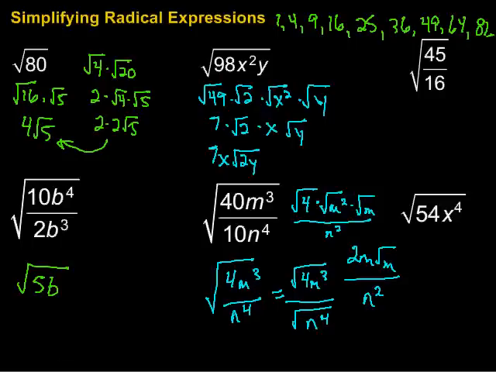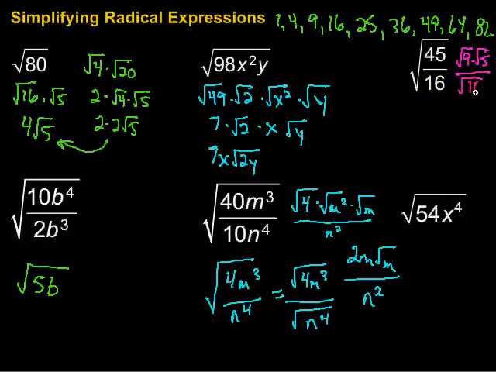Okay, let's hop up over here. 45 over 16. Well, start by simplifying the fraction if we can. I don't think we can simplify that. So then I'm going to go to breaking it up using those perfect square factors. 45, perfect square factors of that. Let's see. I think 9. Square root of 9 times the square root of 5.